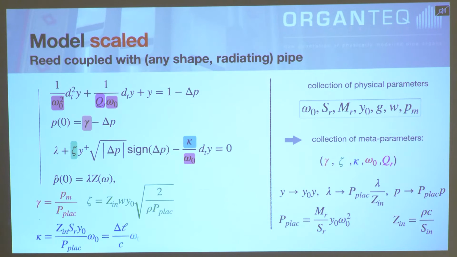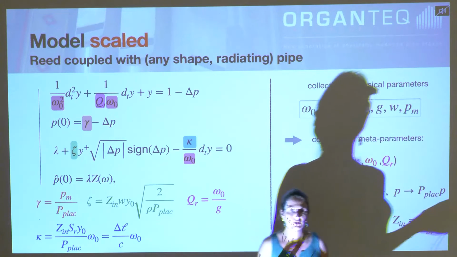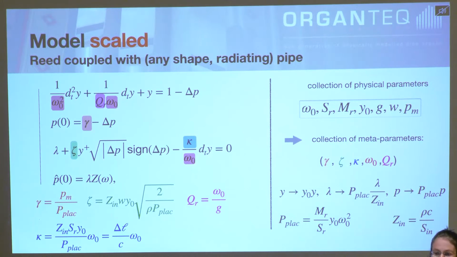So I recall here the definition of these parameters. And I just wanted to mention that in the literature, you can find some people who have tried to introduce this effective length to account for the reed-induced flow, but it's dimensioned, it's in meters. What's interesting here is that kappa is dimensionless.